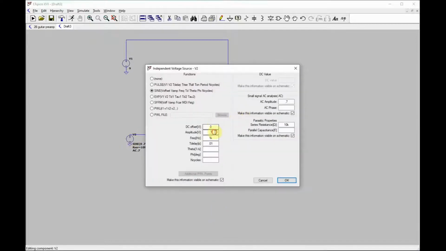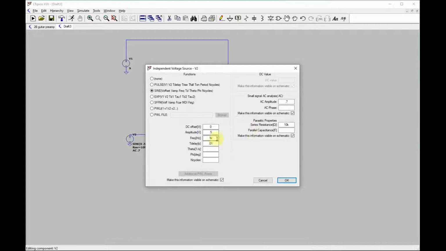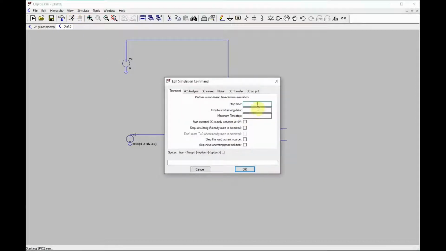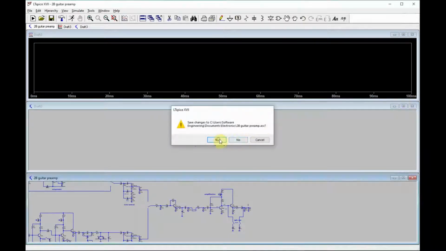But let's just make this 0.5 volts amplitude. I'm just gonna get rid of some of this stuff. We'll leave the delay on 10K. We don't need the AC. Okay. Let's just not worry about this. I don't want to make things harder. So let's see what we got here. I'm gonna close out of this.